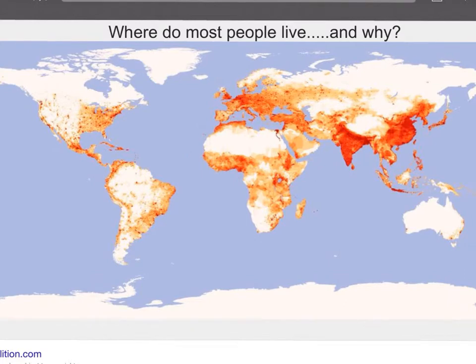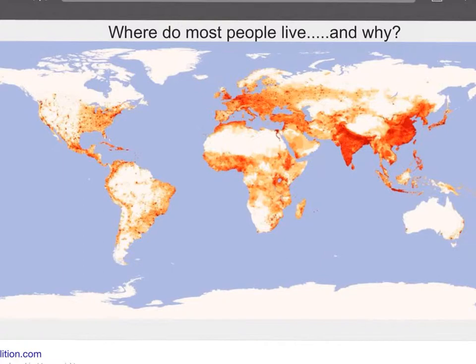In this revision clip, we're going to revise world population density. Basically, where do most people live in the world, and discuss why they're living there or why they're not living there. What is quite clear from this world map of population density? Incidentally, population density is the number of people living per square kilometre.